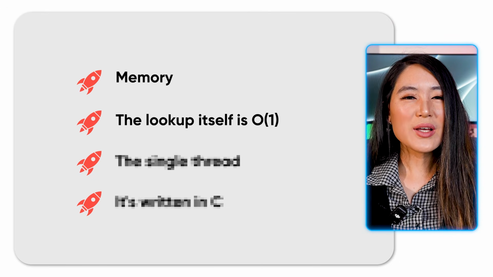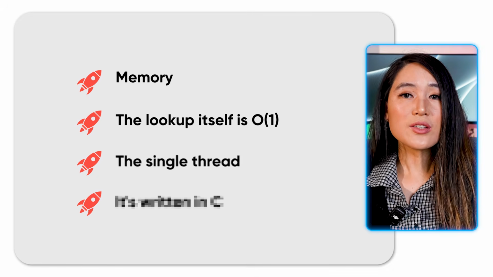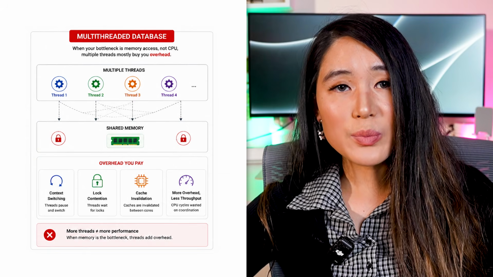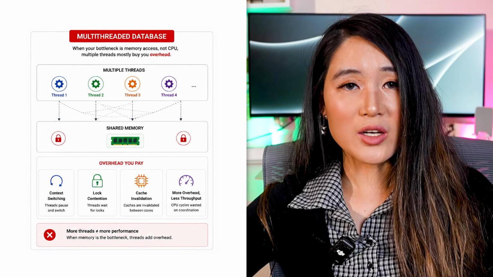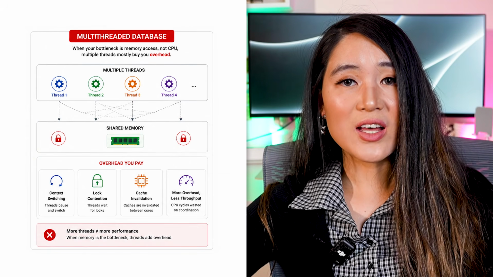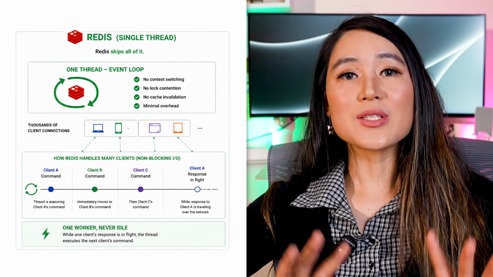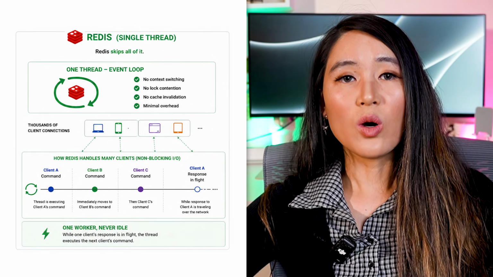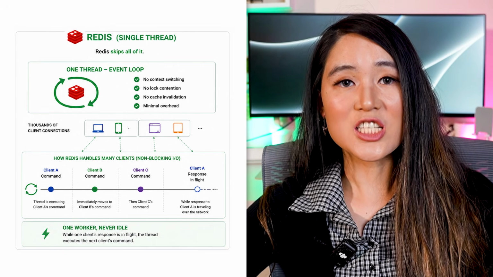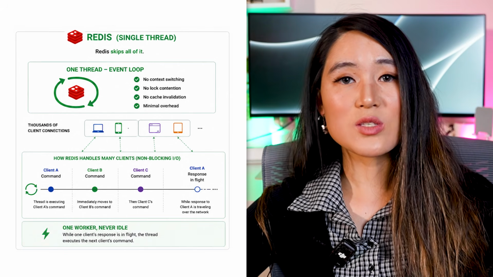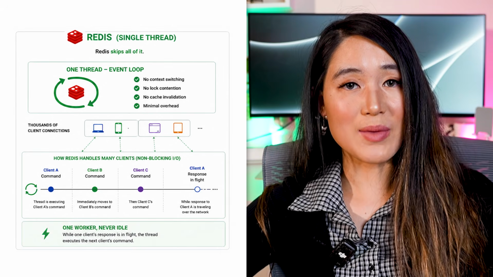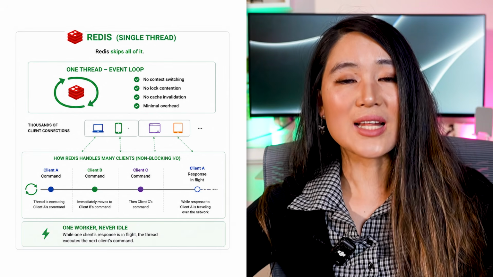Reason 3, and this is one that's pretty counterintuitive. The single thread is a feature, not a bug or a limitation. When your bottleneck is memory access, not CPU, multiple threads mostly buy you overhead: context switching, lock retention, cache invalidation between cores. Redis skips all of it. One thread runs an event loop with non-blocking I/O, so it can hold thousands of open client connections simultaneously, and while one client's response is traveling over the network, the thread is already executing the next client's command. One worker that's never idle, that's the whole trick.